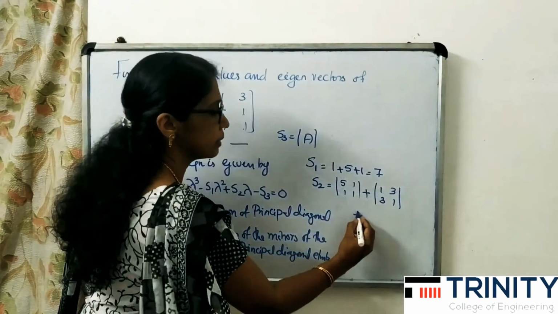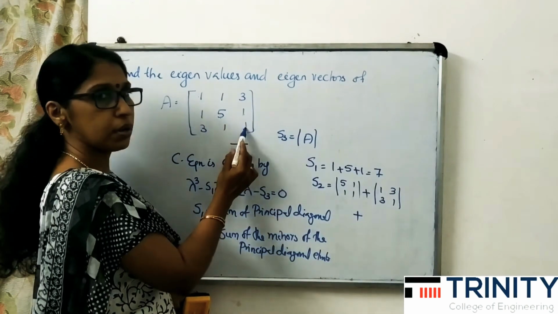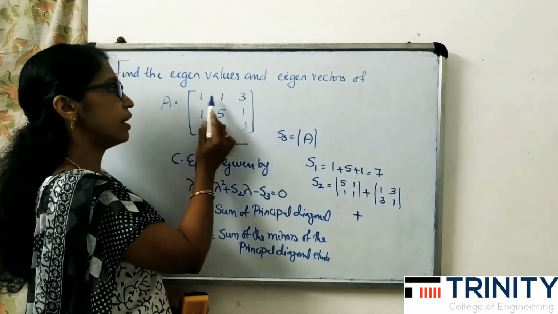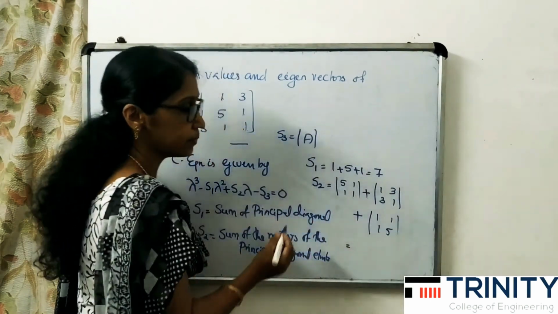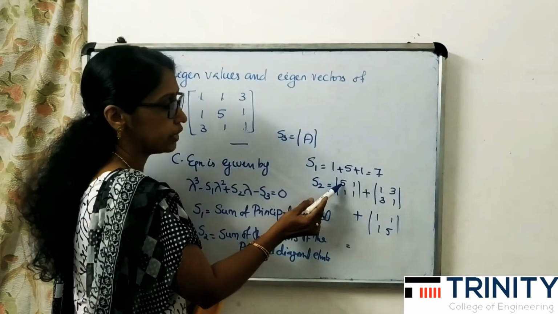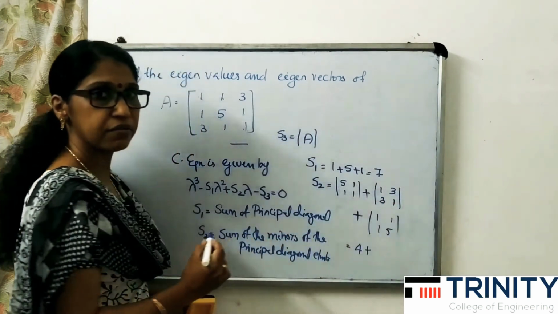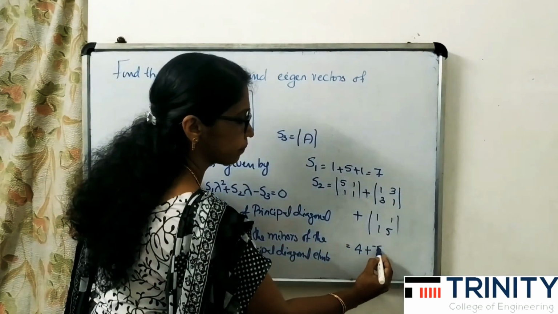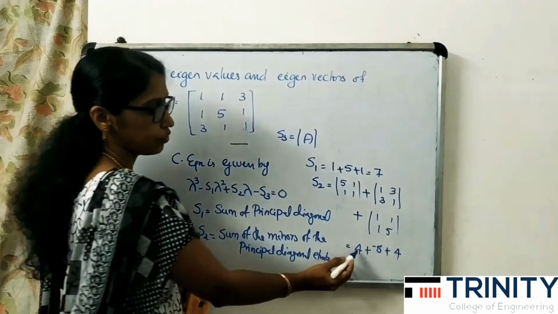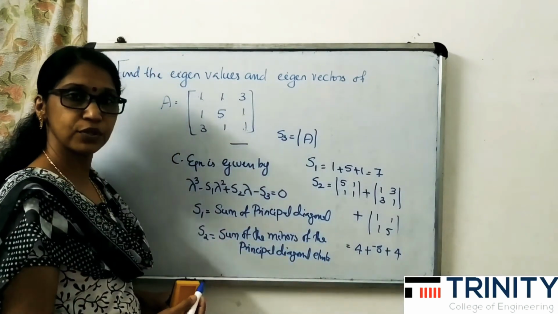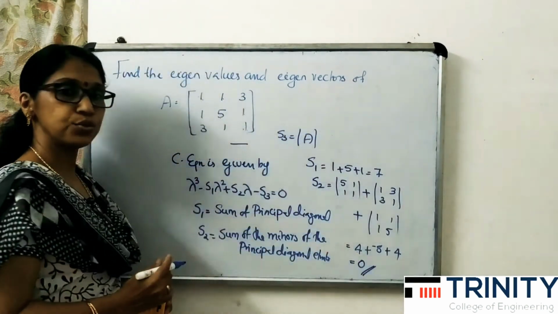Plus the minor of the last element 1. That row and column are omitted and we get the determinant 1 1, 1 5. Now we find the values of the determinants: 5 minus 1, that is 4, plus 1 minus 9, that is minus 8, plus 5 minus 1, that is 4. So 4 plus 4 is 8, and 8 minus 8 is 0. So we get the value of S2 as 0.